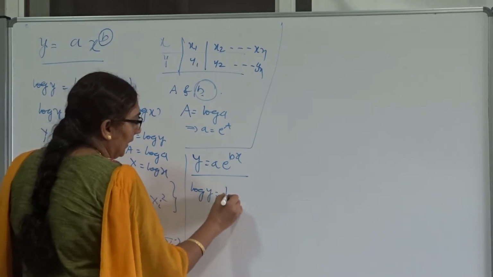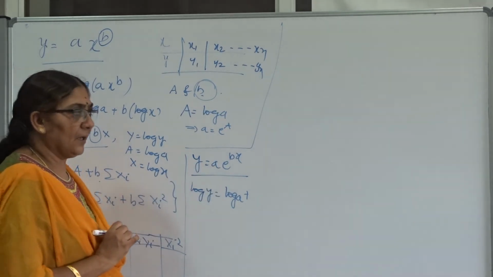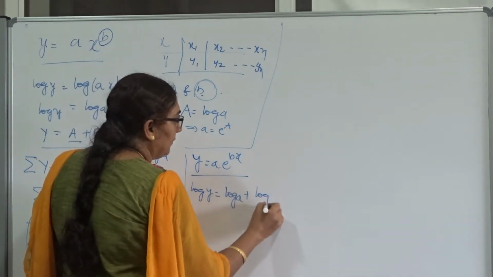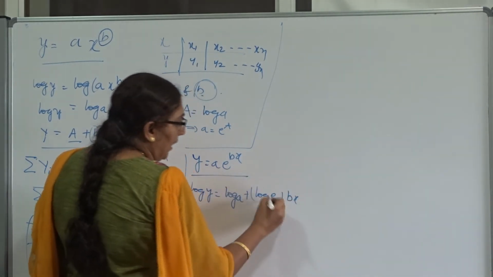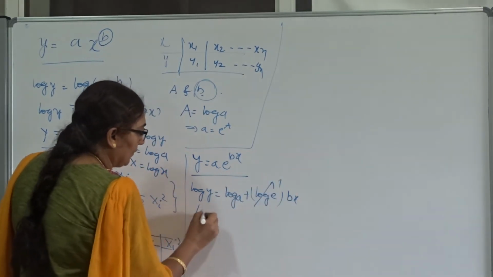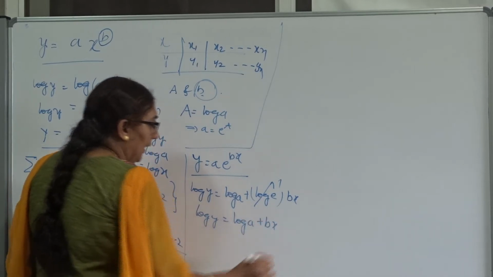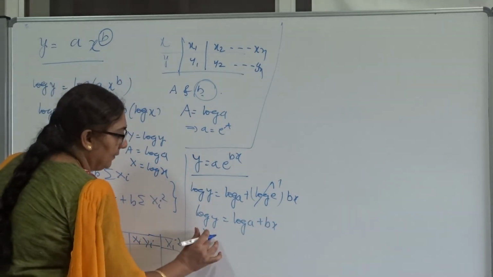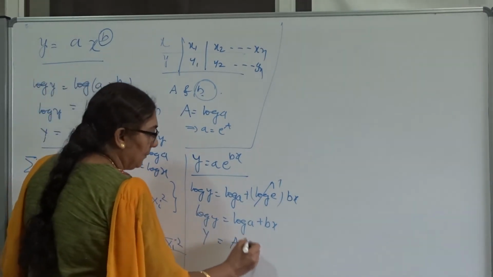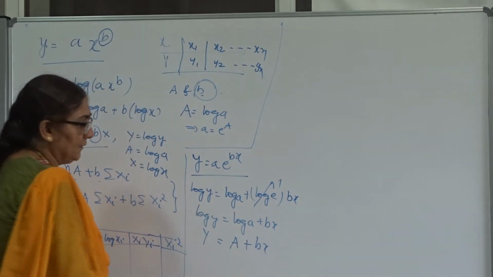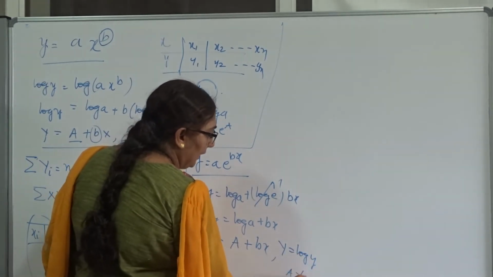Log y must be equal to log a plus log e to the power dx. What is log e? Log of e to the power dx is dx times log e, and log e base e, what is this value? It is 1. Therefore, what remains: log y is equal to log a plus dx. Now, I told very clearly that the variables that have a log are replaced by the corresponding capital letter: capital Y is equal to log y, and capital A is equal to log a, plus bx. And then you write the normal equation.